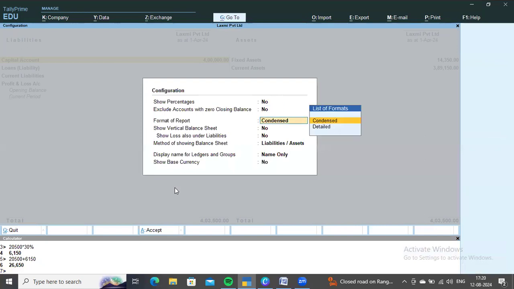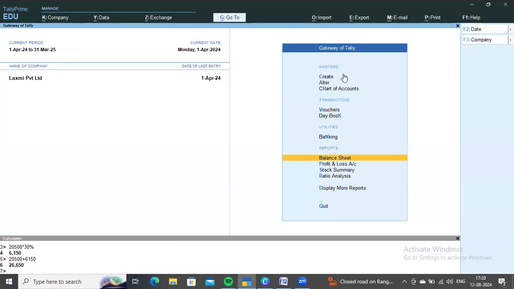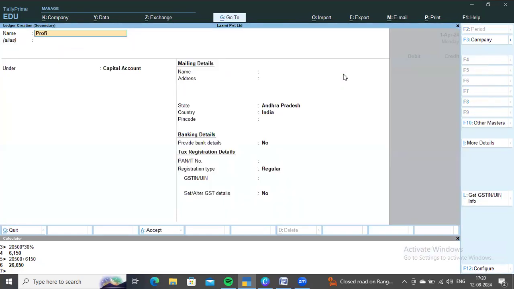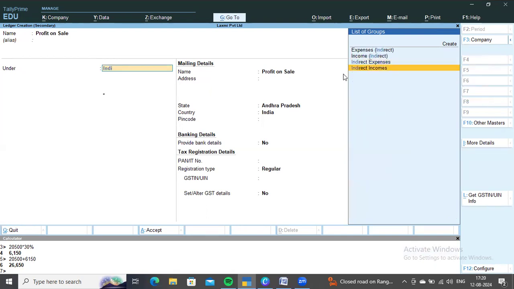See, in detail, here the computer is showing a negative balance of 6,150. To rectify this, you need to enter another transaction relating to the transaction. Go to F7 journal. You need to create one more account, profit on sale, because you are earning profit while selling the computer, right? That's why you need to create another ledger account, profit on sale, that comes under indirect incomes.